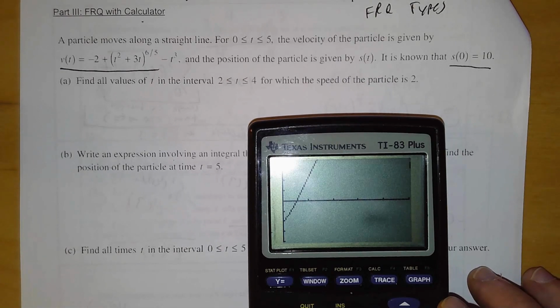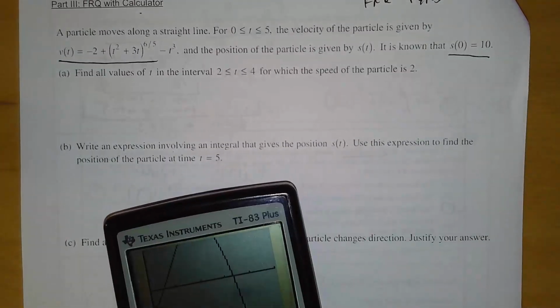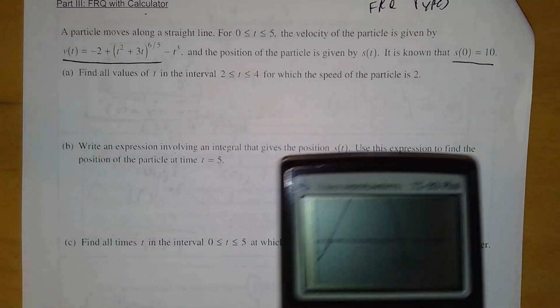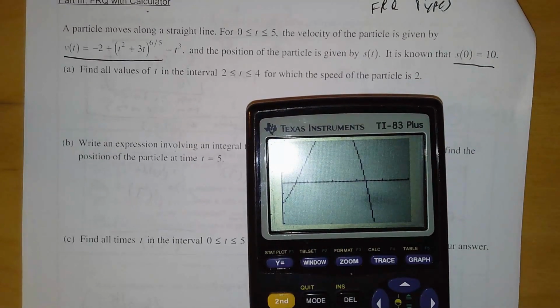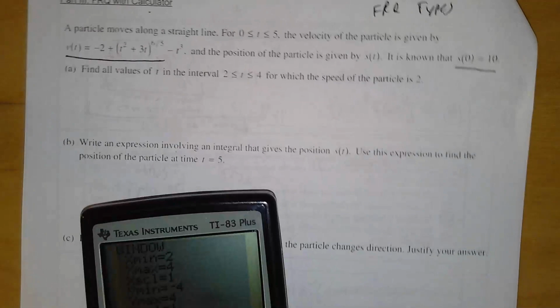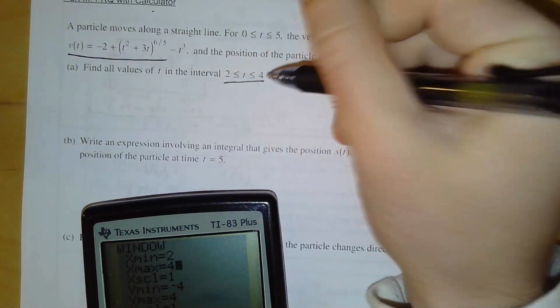All right, okay. So let's look at A. A is saying, I want to find all the values of t from 2 to 4, where the speed is 2. Okay, so I made a mistake already. The window now should be 2 to 4 because it's asking for 2 to 4. So I've got to change the window to match that. That's important, guys. So we should match the window to that.